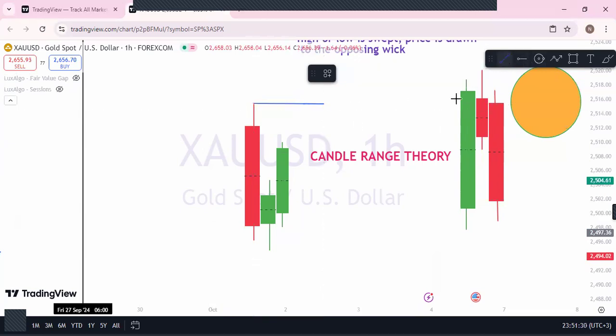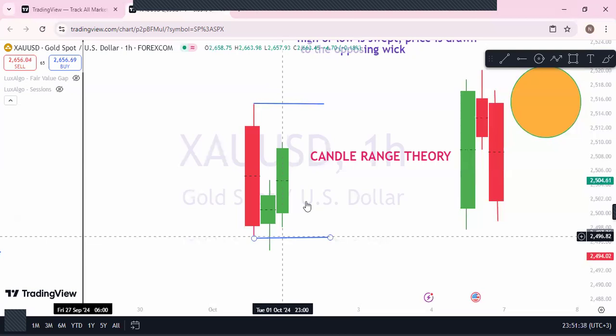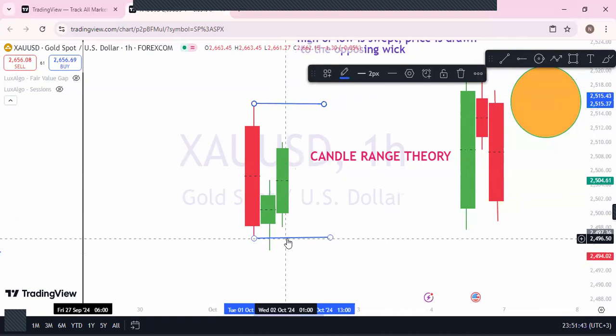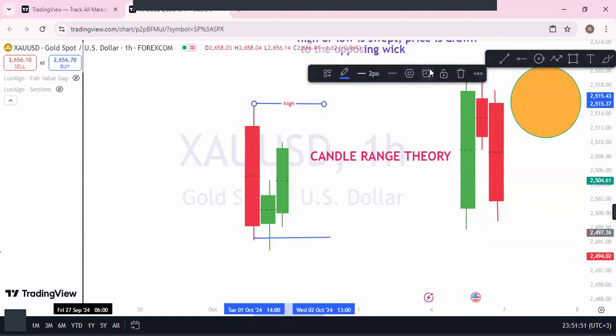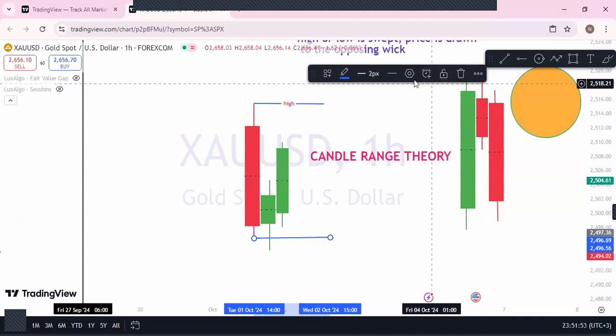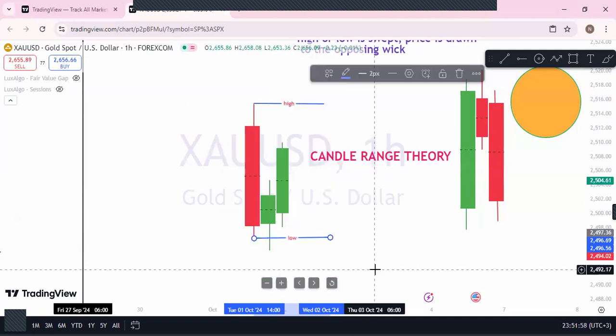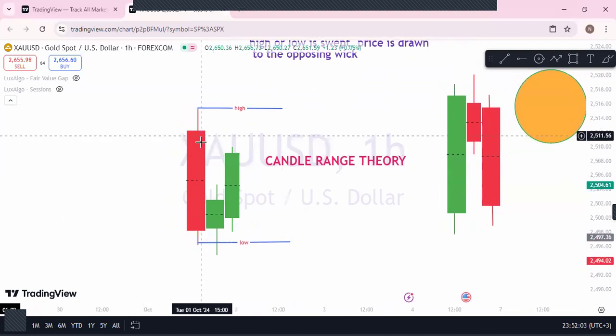Then we are marking the high and low of the candlestick. We name them the high and low of the candlestick. So this will be our high and this is our low. At this point, we wait for candlestick number 1 to complete with strong momentum.